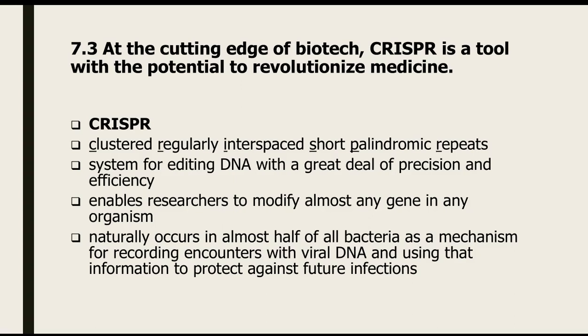CRISPR is also naturally occurring, just like with the restriction enzymes. CRISPRs are enzymes that are found in bacteria, and as far as we know, it's about dealing with viruses, viral DNA, and using that information from the viruses to actually protect the bacteria against future infections. So that's kind of cool that bacteria have figured out a way to prevent themselves from getting infected in the future. And again, this is a natural thing called CRISPR.